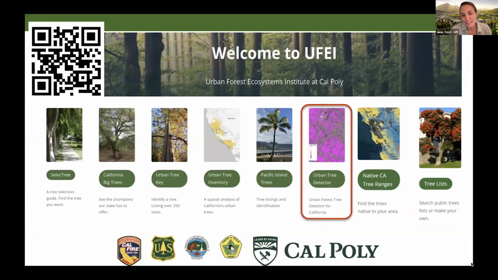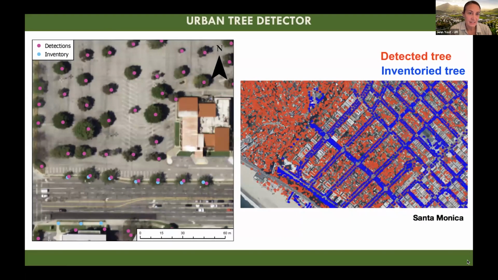Another project that we've been working on is what's called the urban tree detector, because generally inventoried trees only represent public trees, not the private trees in the urban forest. And so next slide. In a large collaboration with computer scientists, we've been using imagery to try to detect all of the trees in an urban forest.